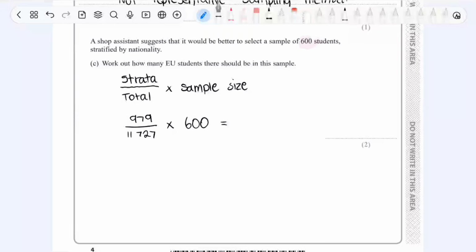So I've typed that into the calculator, and what I've got is 50.08 and so on. And since we're talking about students, i.e. whole numbers, we're going to just round it to the nearest integer, so 50 students should be in our sample.